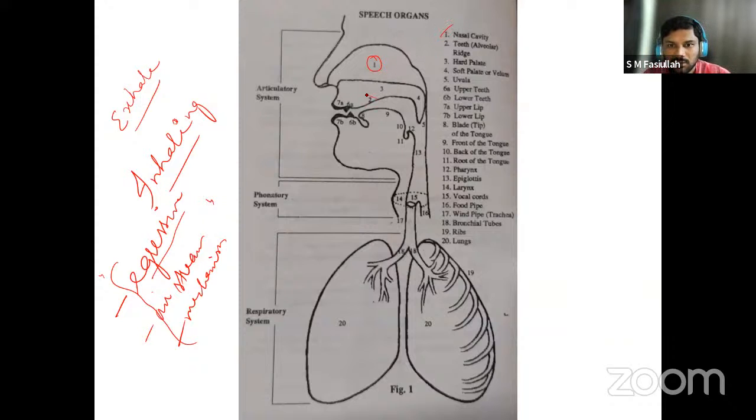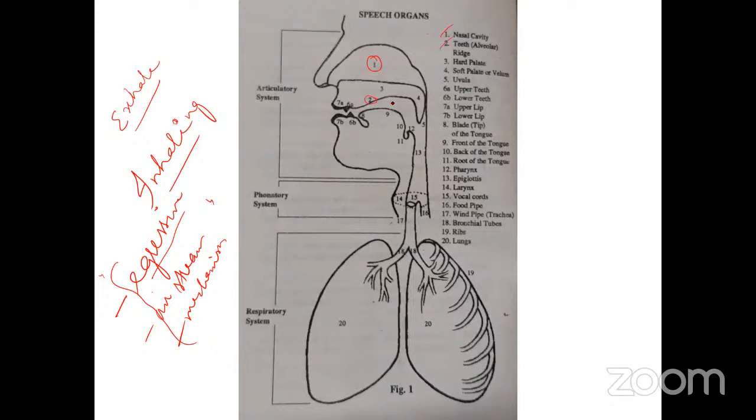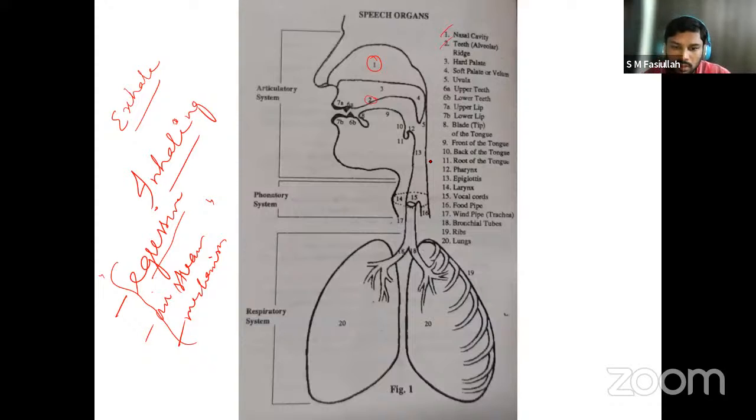What is the second part involved in production of sound? Teeth. We will also try to understand how each of these is able to play its role in production of sound. For example, I demonstrated to you how the nasal cavity is responsible for production of one particular sound, that is the na sound. So we have the nasal cavity, then teeth. Actually it's the teeth ridge, not teeth as such, because teeth would be somewhere here.